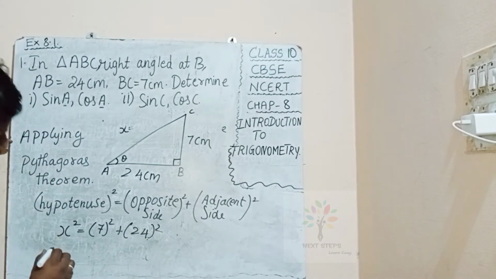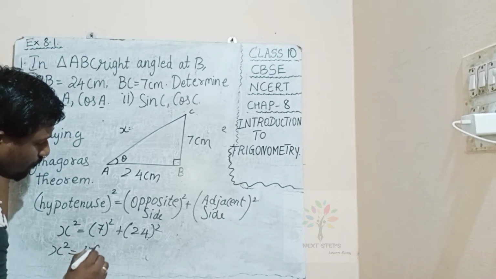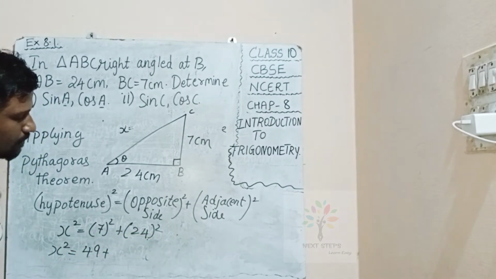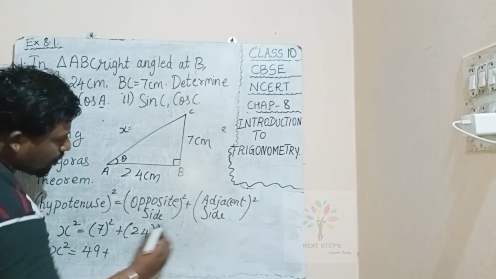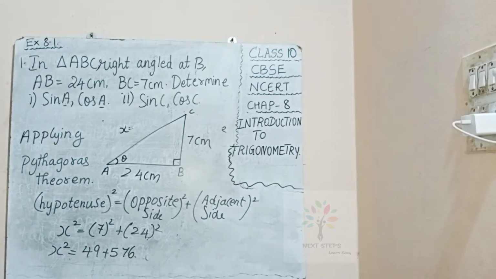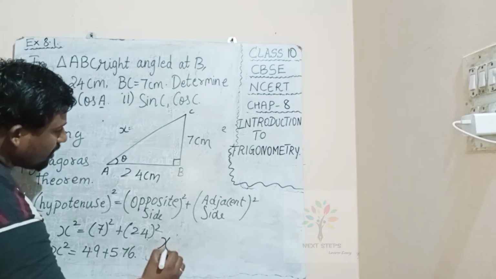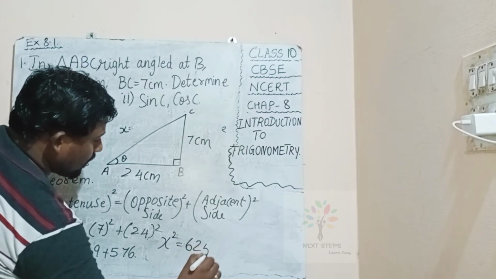Now what is the value of 7 square? My value for 7 square is 49. What is the value of 24 square? It is 576. So if I add, what will I get? x square is equal to 625.